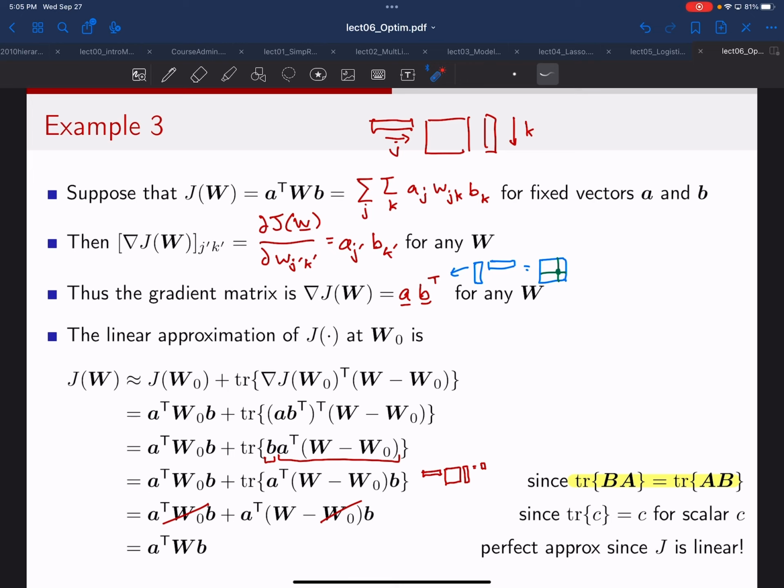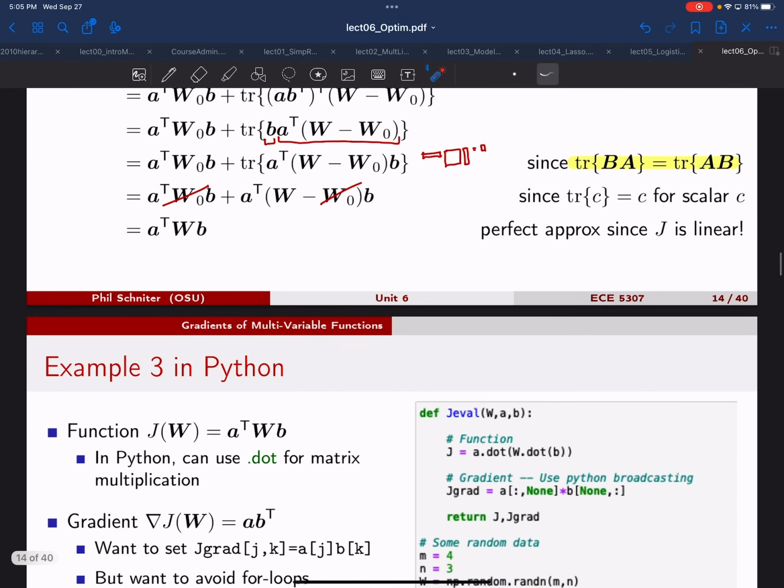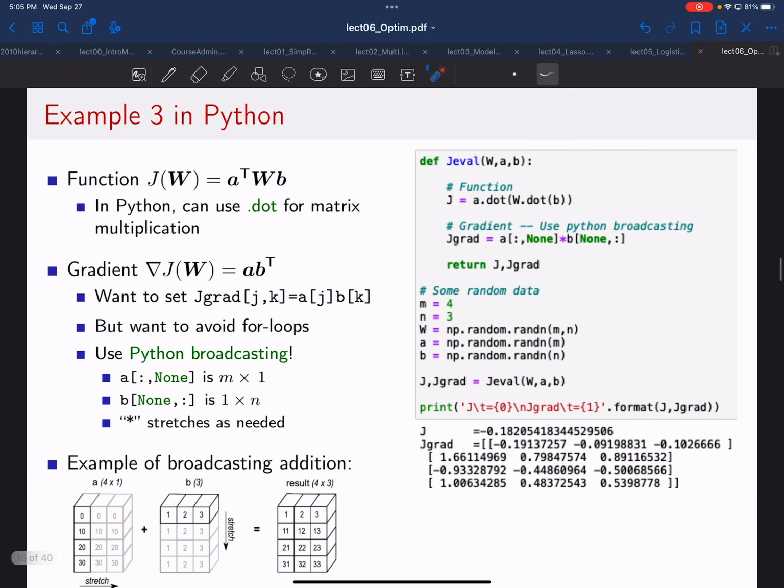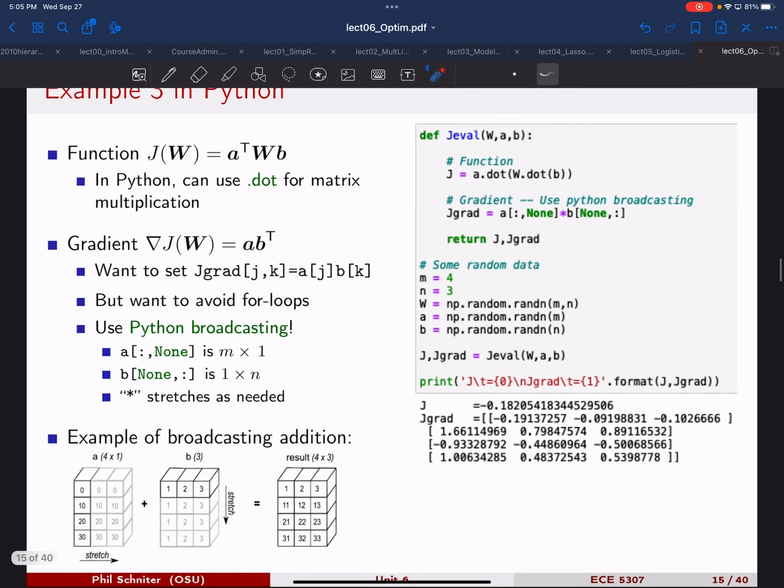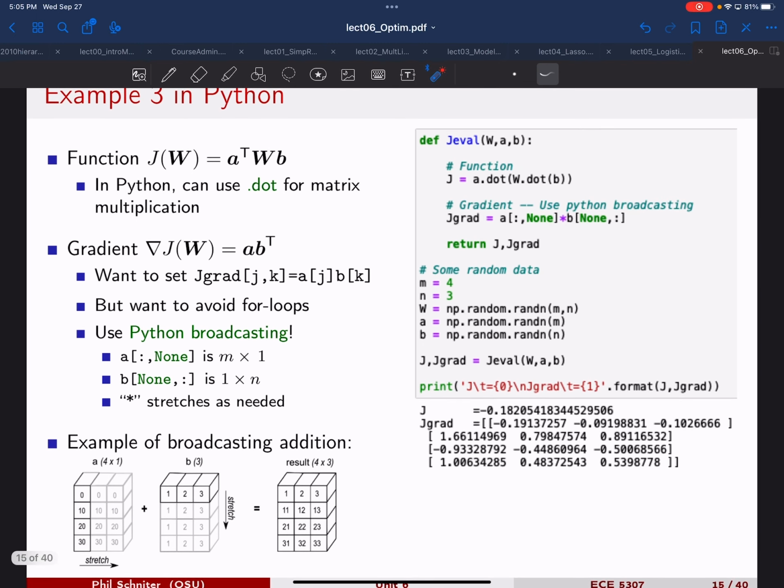Okay, great. So the other thing I want to do just very quickly is talk about how you implement this in Python, because there's a cool trick called NumPy broadcasting. Actually, there's really two things to talk about. First, how do you do vector matrix or matrix multiplication in Python. There are different commands you can use, but I think the most efficient one is to use this dot command.